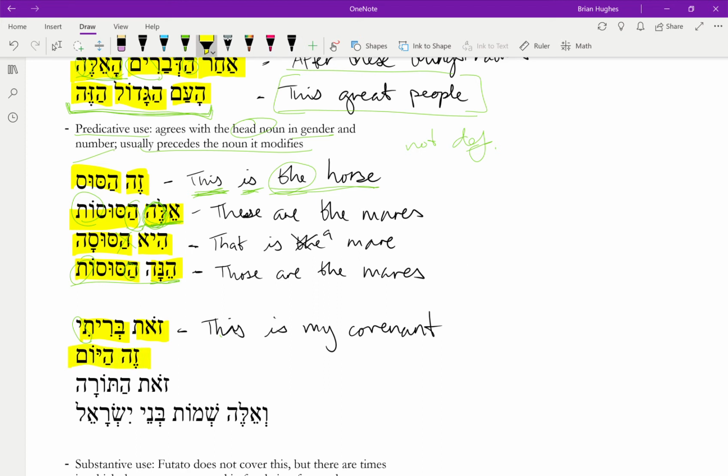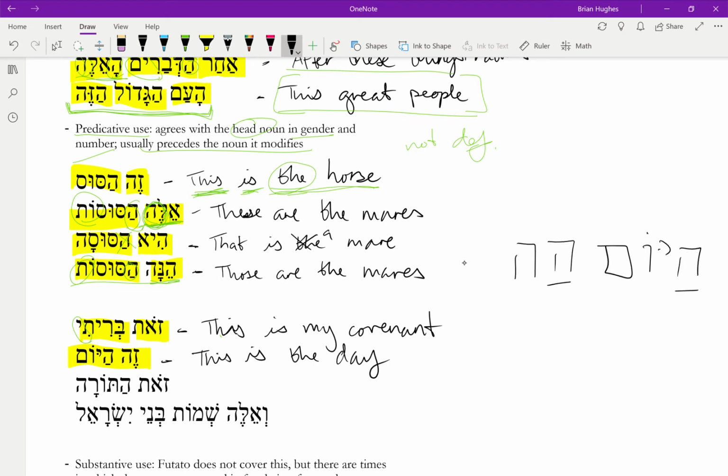Here's a very common phrase, ze hayom. This is the day. We are going to see a lot of yom with these demonstratives, so it's not uncommon to have hayom hahu, meaning that day, or hayomim hahem, which would be like those days. So a lot of prophetic phrases coming out there. Sorry, my brain just had a brain dump.